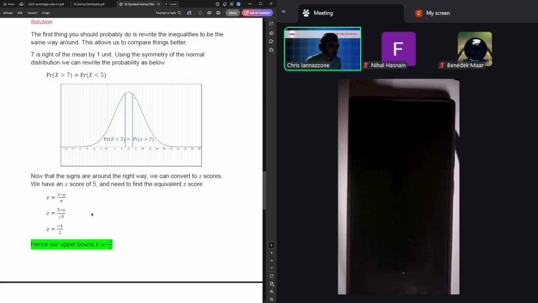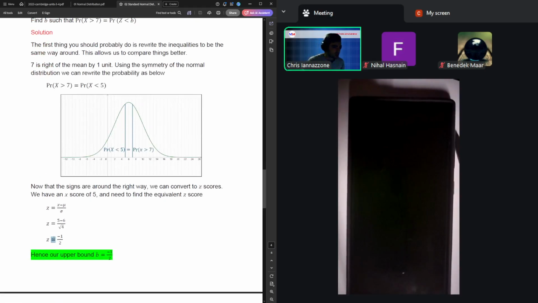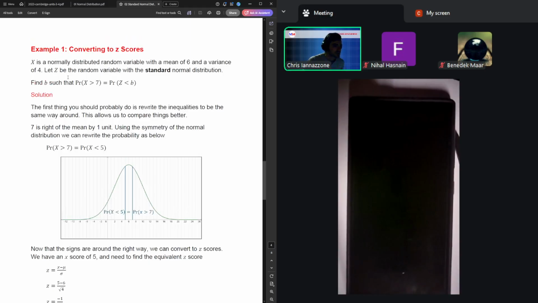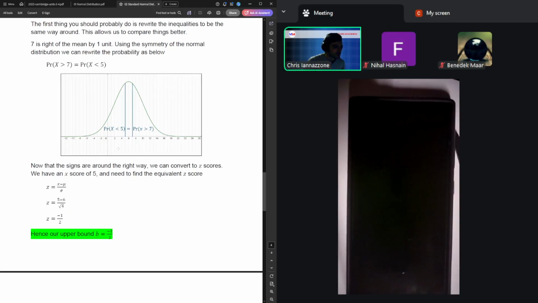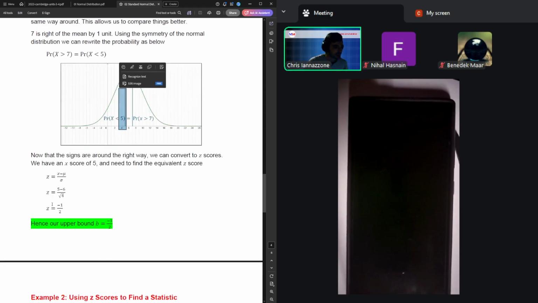be -0.5. A negative value makes sense because we're looking left of the mean, and the standard deviation being 2 also makes sense because we've only moved 1 to the left. Right? 1 to the left is half of a standard deviation, and so z being minus a half means you've moved half a standard deviation to the left.